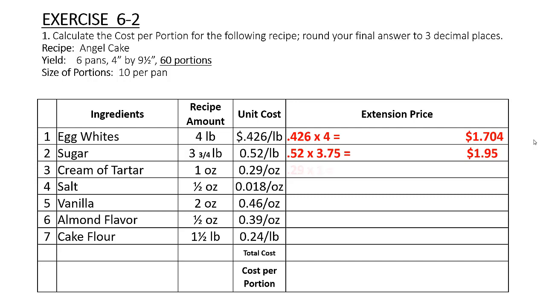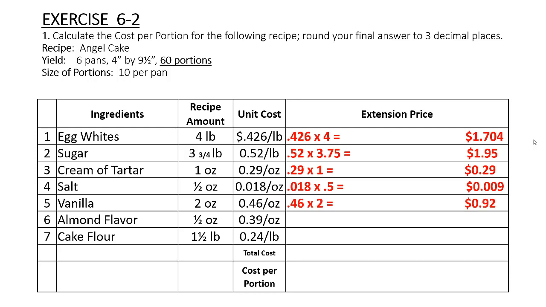Cream of tartar, well, this is super easy. We paid 29 cents for an ounce. The recipe calls for an ounce. 29 cents times 1. The extension price for cream of tartar is 29 cents. Off to the salt. We paid 0.18 for 1 ounce of salt. We need a ½ ounce of salt. So you can do one of two things. You can multiply by 0.5 or divide by 2. Whatever the case, the extension price for salt is 0.009 for a ½ ounce.